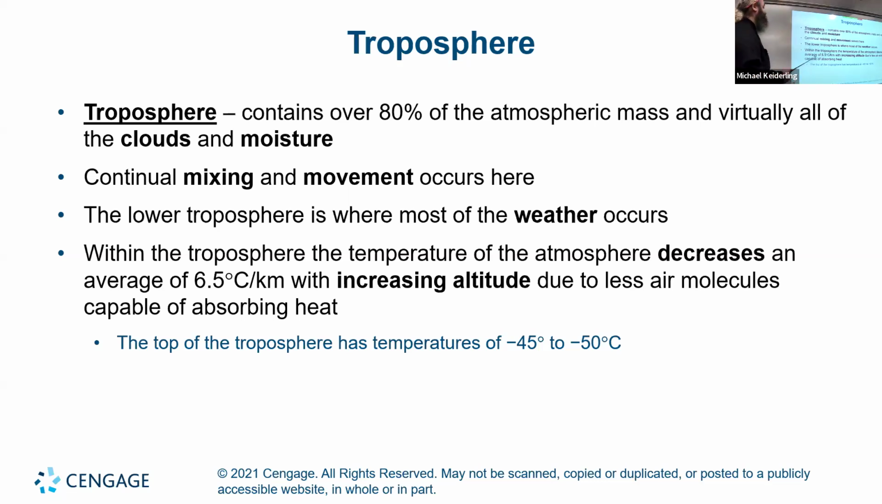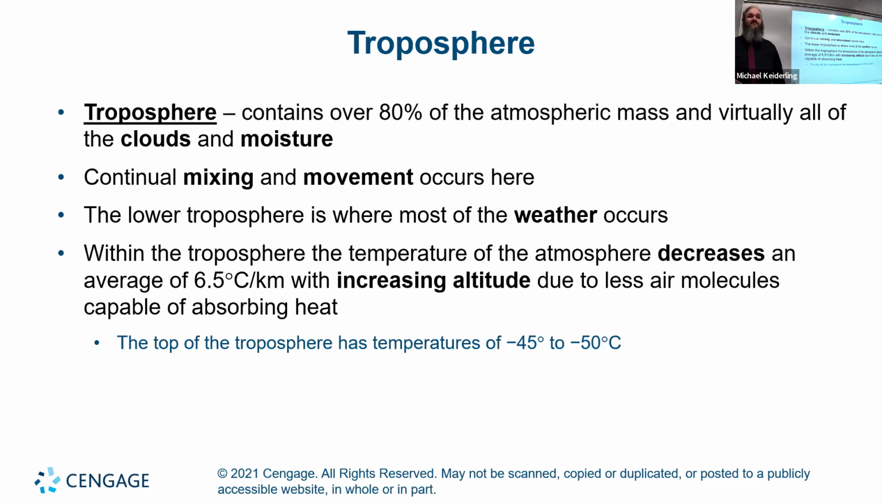And within the troposphere, the temperature of the atmosphere decreases an average of about 6.5 degrees Celsius per kilometer as you go up with increasing altitude due to fewer air molecules capable of absorbing heat. The thing is, the troposphere is primarily heated from below by the ground. The main source of heat for the troposphere is the Earth re-radiating the heat it absorbs from the sun. That's why it's warmer at the bottom. And the top of the troposphere has temperatures of about minus 45 to minus 50 degrees Celsius.